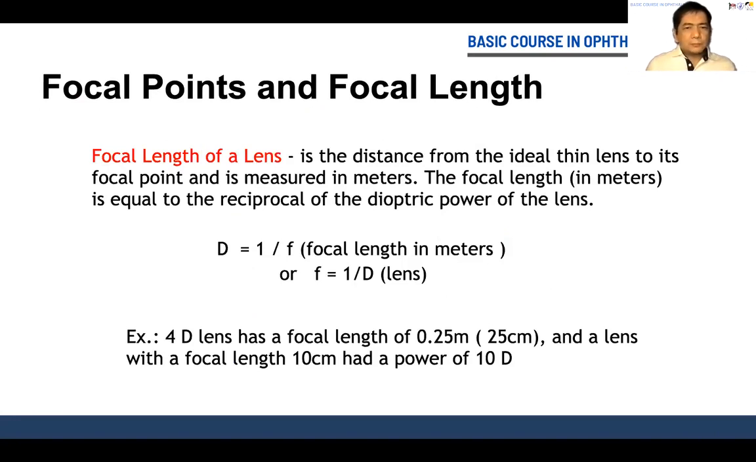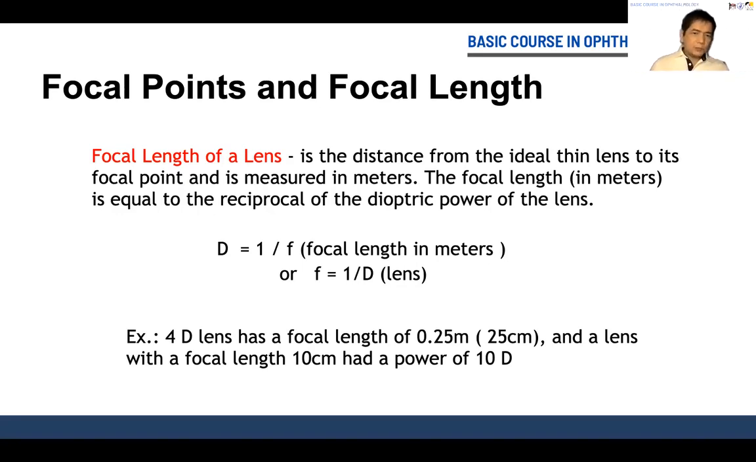So what is the focal length of a lens? Focal length is the distance from the ideal thin lens to its focal point and is always measured in meters. Remember that. So the focal length is equal to the reciprocal of the dioptric power of the lens. So you memorize this formula by heart. D equals 1 over f, f being the focal length in meters. Or if the dioptric power is given and you want to locate the focal length, the formula is f is equal to 1 over D.